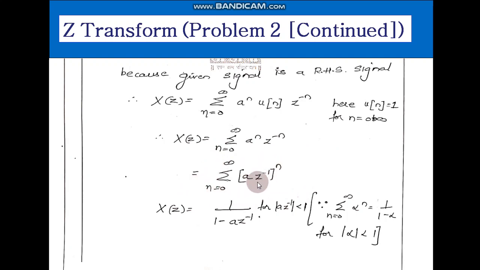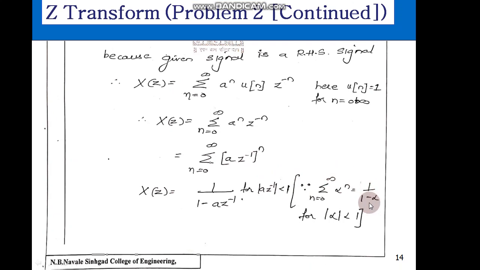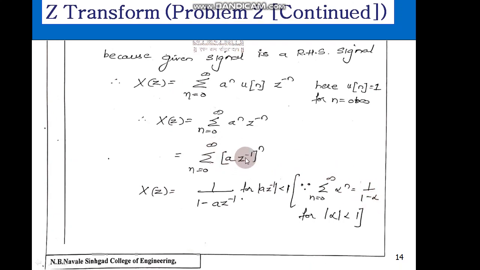Now we'll compare this with the standard formula. The sum from n equal to 0 to infinity of alpha raised to n is given as 1 divided by 1 minus alpha, where alpha in our case is a z inverse. So the formula becomes 1 divided by 1 minus a z inverse. Instead of alpha we have written a z inverse.